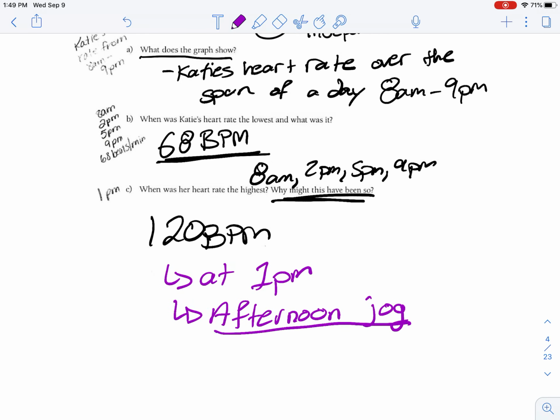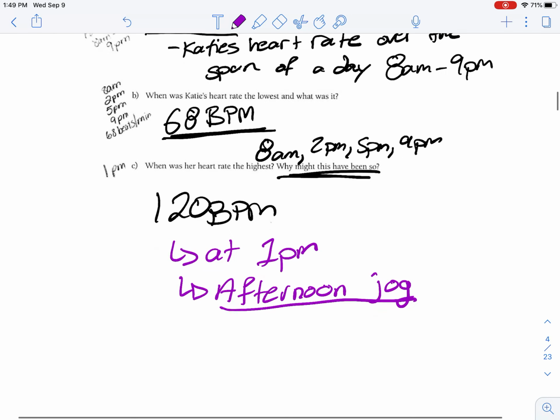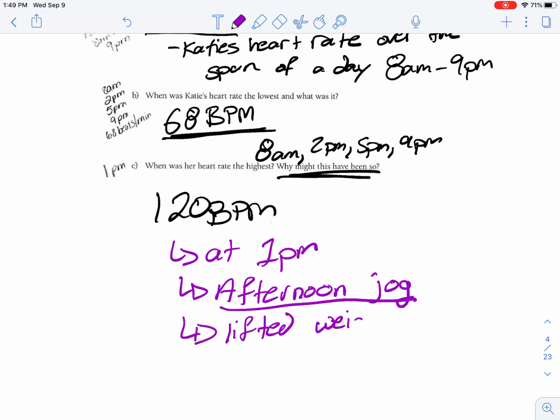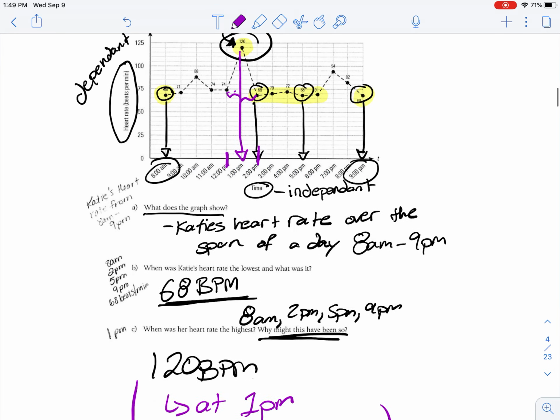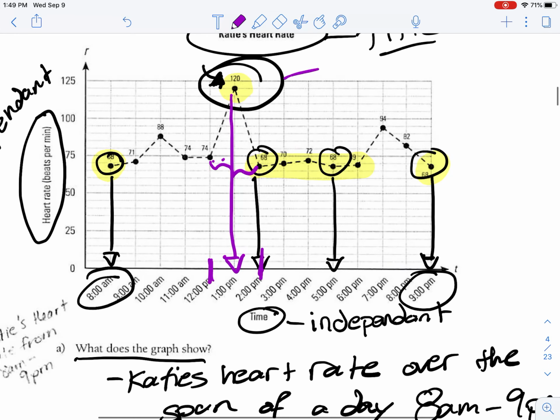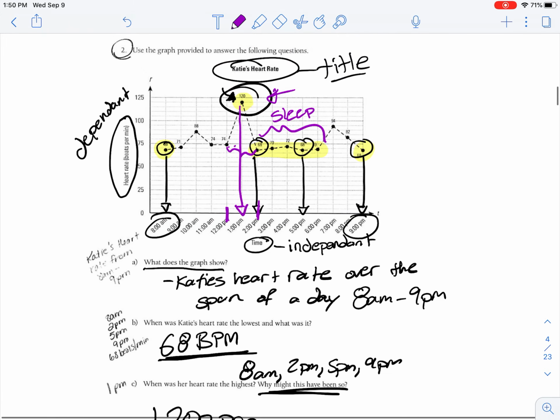So I'm going to assume that she worked out. So maybe she did an afternoon jog, maybe she lifted weights, anything to get that heart rate up. Okay, as long as your answer makes sense, there's really no wrong answer, unless you tell me she was falling asleep there. She definitely wasn't falling asleep here. You could argue maybe she was asleep during this time, okay, because she was at her resting heart rate for an extended period of time from 2 to 6. So maybe she had about a 4-hour nap.